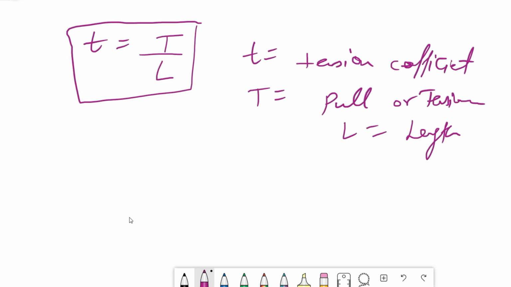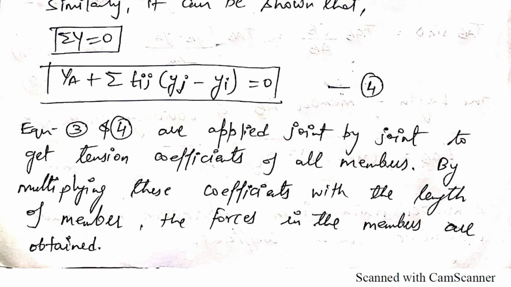So once you get your tension coefficients, so this is your tension coefficient here. Okay, and you need to find the forces in all members. So you need to multiply the tension coefficient with the length of that member, so you will be getting your results, or your forces. Okay. So let's take one numerical question.